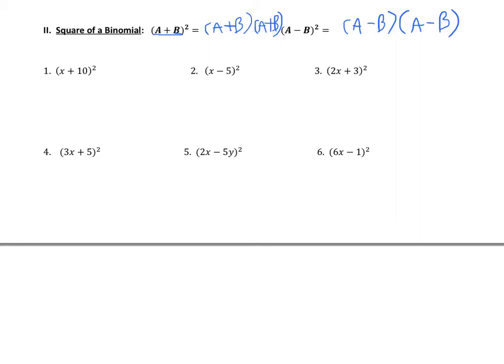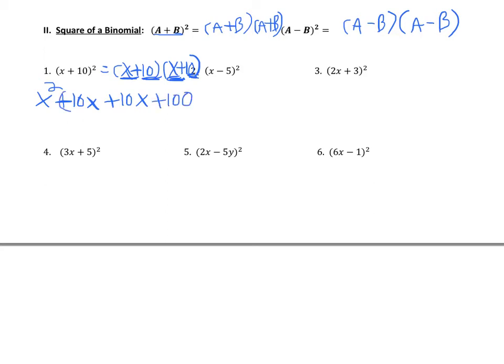This is different. So if I look at number 1, the quantity x plus 10 squared, this is the same thing as saying you have x plus 10 times x plus 10. And then we have to FOIL this out. Now, FOILing it out should be a review. If I multiply the first terms, x times x, that's x squared. The outer terms, x and this positive 10, give plus 10x. The inner terms, this 10 with this x, give another plus 10x. And the last terms, 10 times 10, is 100.